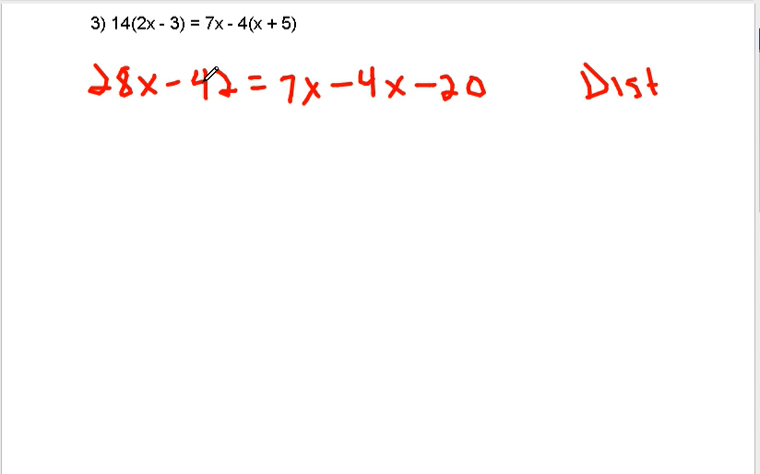28x minus 42. I need to combine like terms over here, which equals 3x minus 20. Distributive, I'm not going to write that, I'm kind of running out of time.